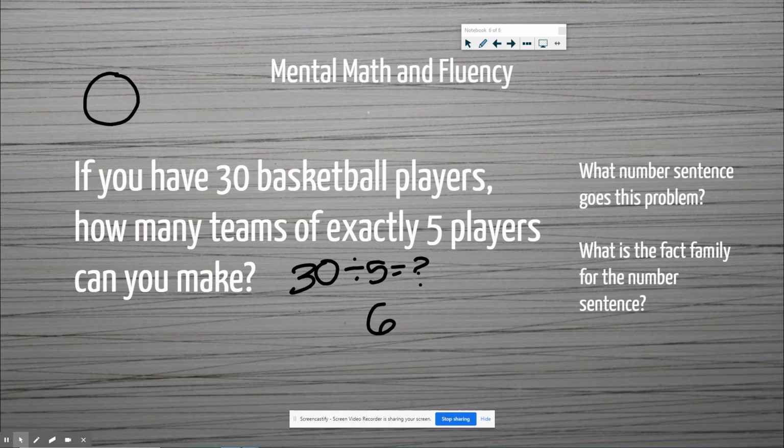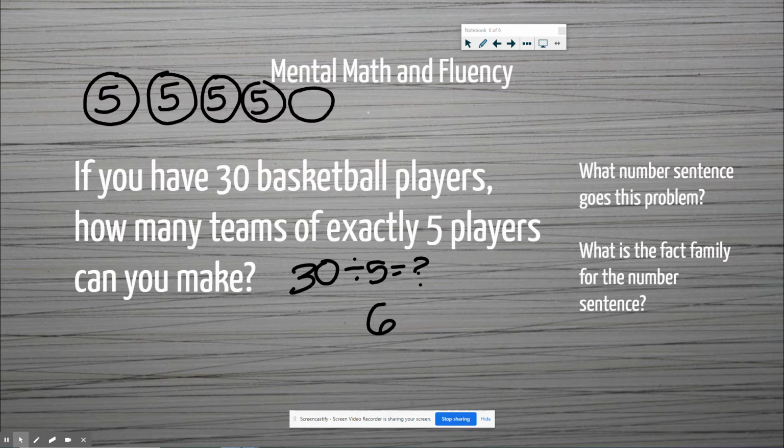So for this problem, it says that we're making teams of 5. So here's 5. Another team is 10. Another team is 15, 20, 25, 30. Remember, I only have 30 players. So when I'm done, I can see that I have 6 teams.